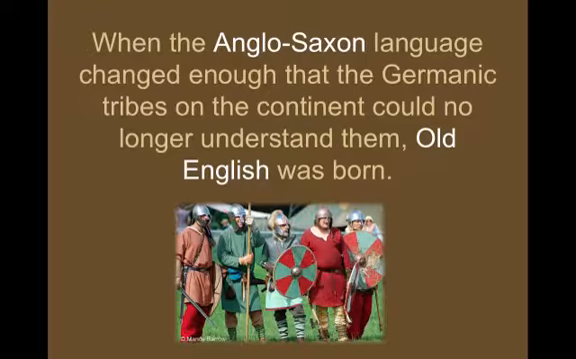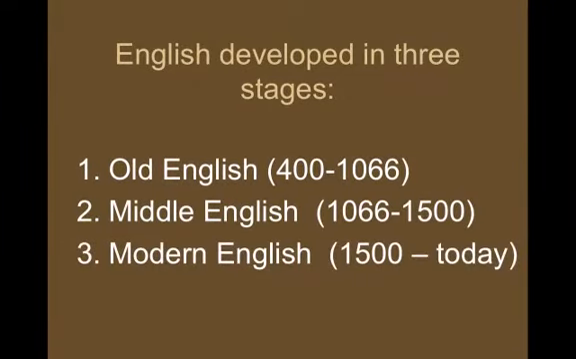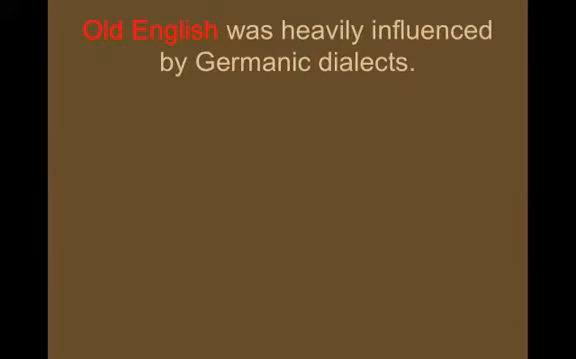So again, Anglo-Saxon is a language that basically was the foundation and what led up to English. English developed in 3 stages: Old English, Middle English, and Modern English. As you can see, these stages cover hundreds and hundreds of years, so it was a long process before English became what we know it as today. Old English was heavily influenced by Germanic dialects, because remember, it was those Germanic tribes, the Angles and the Saxons, who had basically conquered them. And when you're in charge and you're the conqueror, your language is probably going to have the most influence.